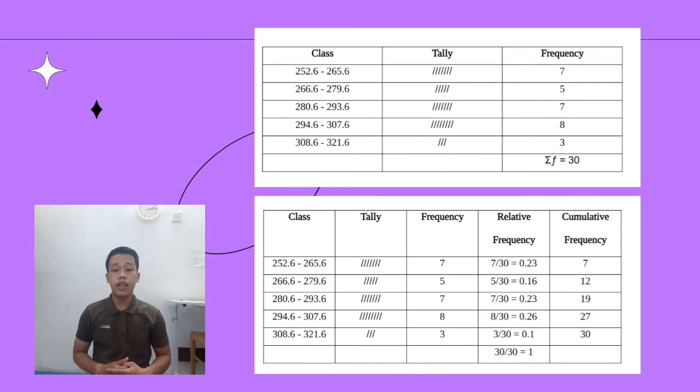On the third class, we have 7 over 30 equals 0.23 and the cumulative frequency becomes 19. On the fourth class, we have 8 over 30 equals 0.26 and the cumulative frequency becomes 27. On the last class, we have 3 over 30 equals 0.1 and the cumulative frequency becomes 30.